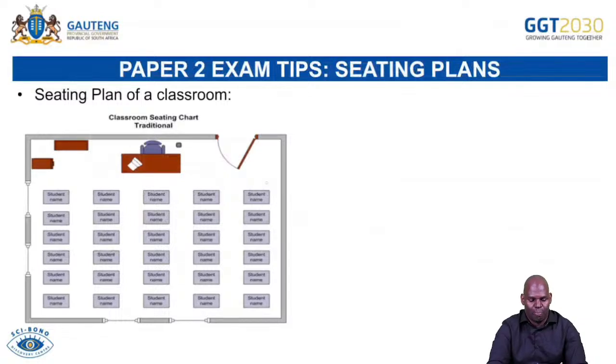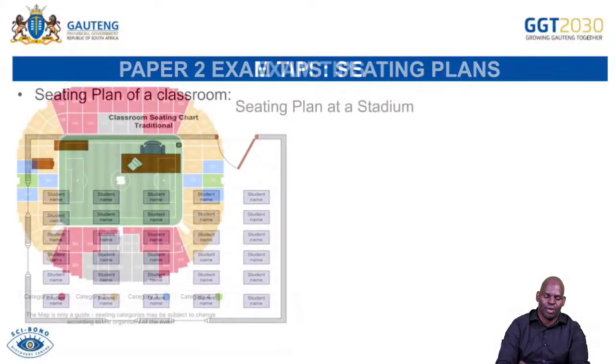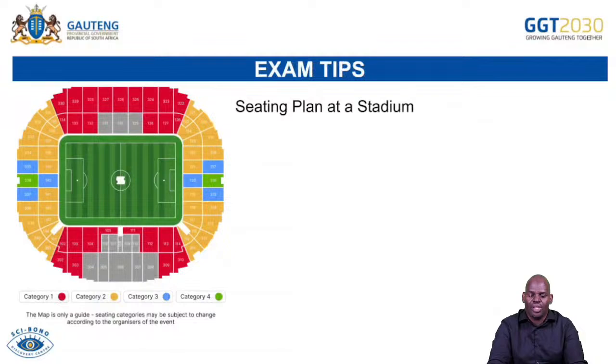If you look at this, this is a sitting plan of a classroom, which clearly indicates the tables and the names of the students, or the names of the learners. Okay, and then in this case they've indicated where the tables are. So here we've got students' tables, and you also have a teacher's table. Maybe you've got a cupboard there, or another table there. So this is just a layout of a sitting plan. And then of course they might give you a sitting plan at a stadium. So they might give you a layout of a stadium and then ask you questions based on that.